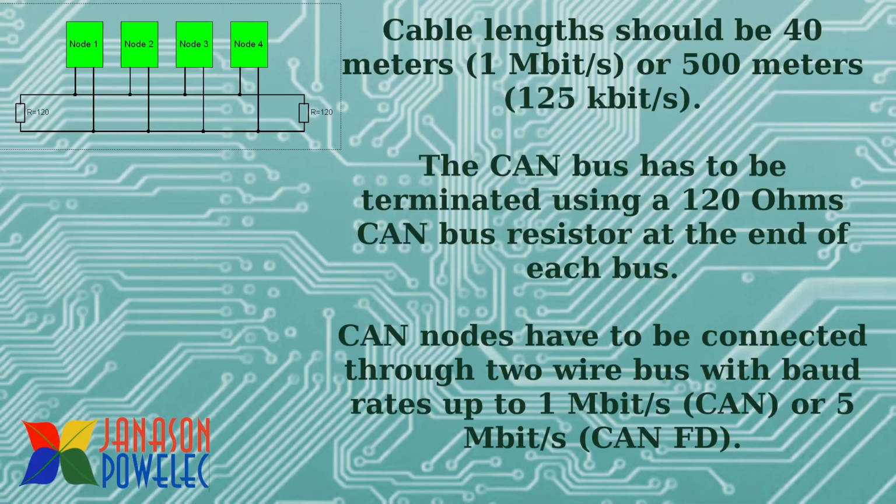Cable length should be 40 meters if the transmit rate is 1 megabit per second, or it can even go up to 500 meters if it is 125 kilobits per second. The longer the transmission distance, the slower the bit rate, but in automobiles 40 meters is more than good enough to communicate between two ECUs. The CAN bus has to be terminated using a 120 ohm CAN bus resistor at the end of each bus. CAN nodes have to be connected through a two-wire bus with baud rate up to 1 megabit per second for CAN 2.0 or 5 megabits per second for CAN FD.